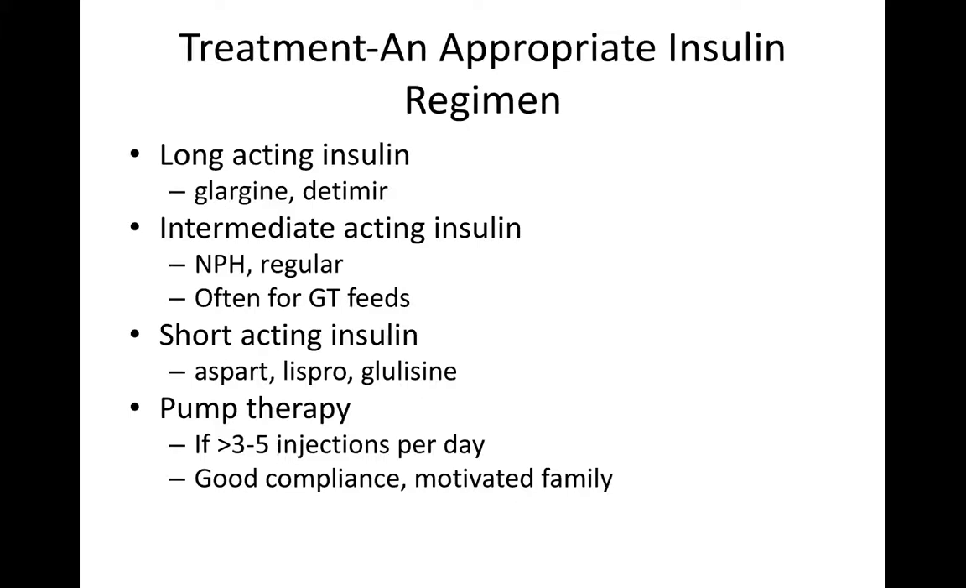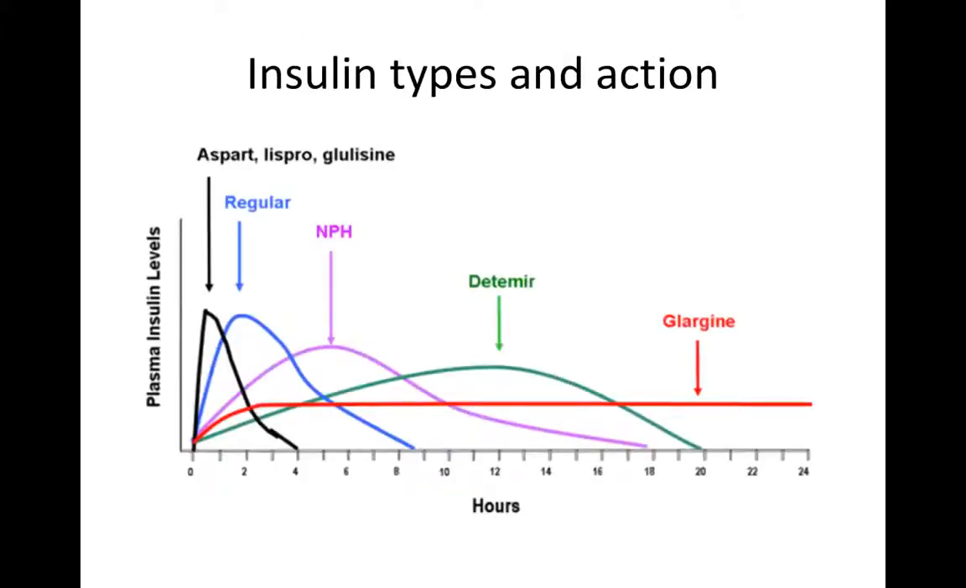So some things that we might recommend if we're going to put you on insulin are to put you on a long-acting insulin like Glargine or Detemir. Sometimes if you're on G-tube feeds, we might put you on an intermediate acting insulin for just the G-tube feeds like NPH or regular, which lasts about 8 to 12 hours. Or we might ask that you go on a short acting insulin that lasts 3 to 4 hours right before you eat. Some patients who require higher doses of insulin might go on pump therapy, which allows a fewer number of injections. This is a graph that just shows the length of how long each insulin agent might last and how we tailor that to your particular needs.